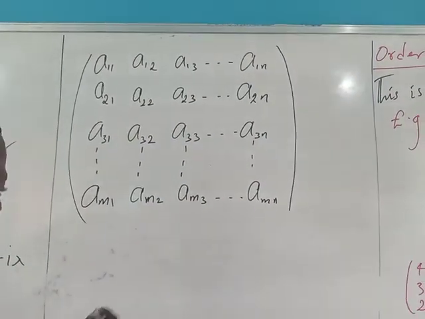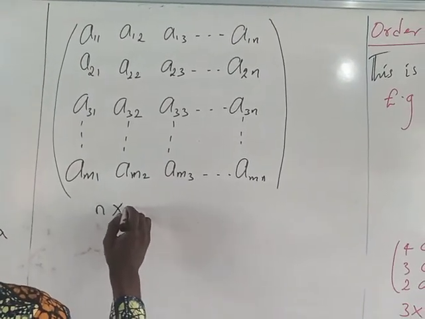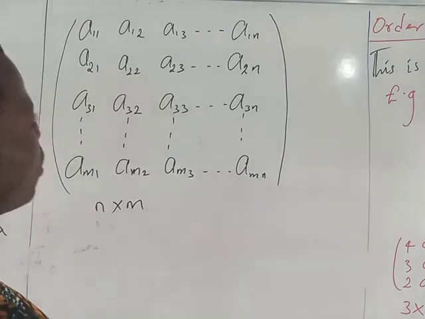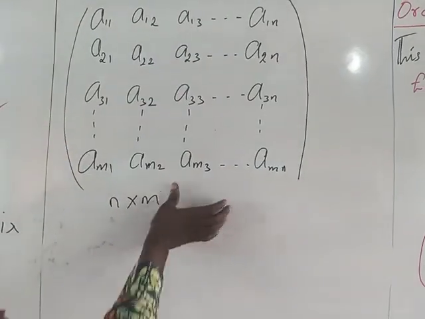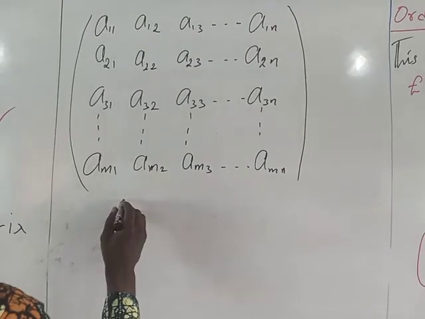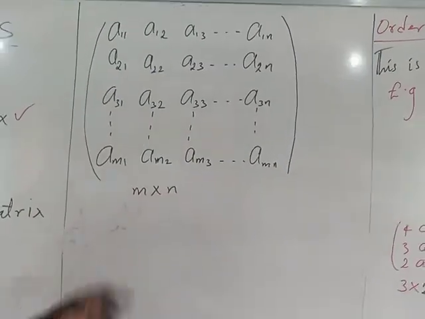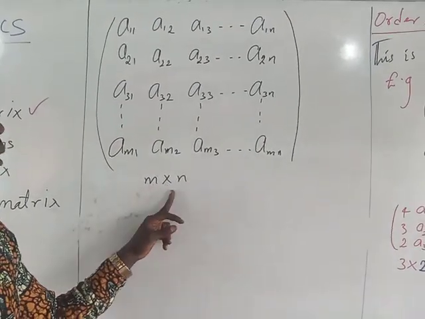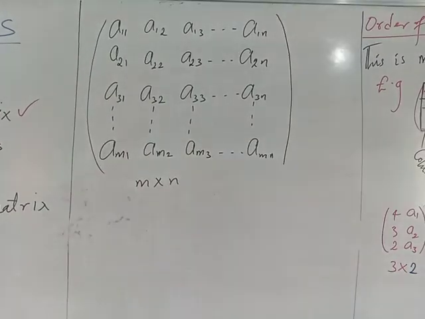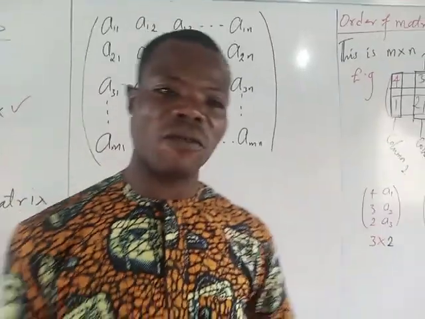So this type of matrix is n by m matrix. So it's n by n matrix. Oh, sorry, it's m by n matrix. That is, it has number of rows of m and number of column of n. So these are what you call order of matrix.